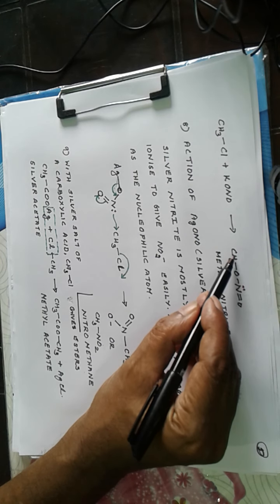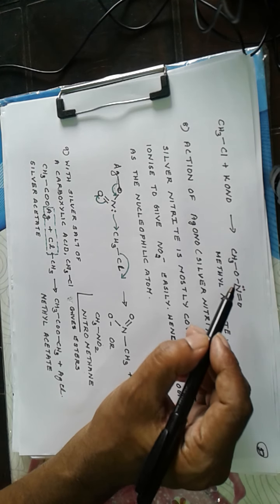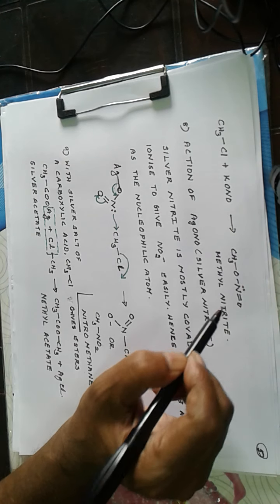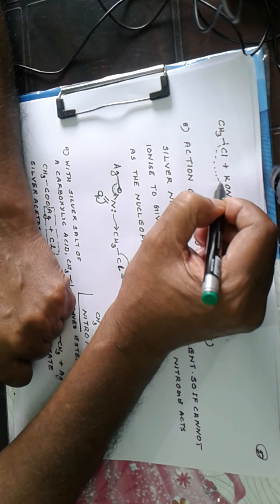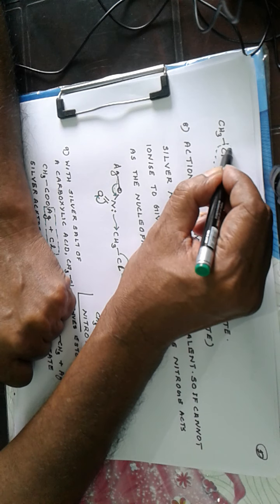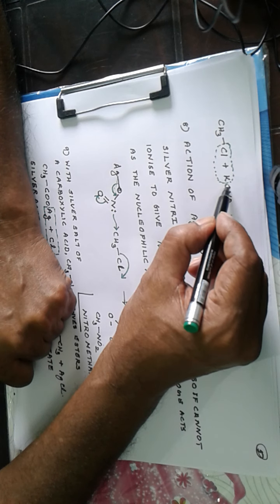Then O negative will be connected to the carbon of the methyl group, and we get CH3ONO, and this is called methyl nitrite. Now the reaction may be represented by CH3Cl plus KONO, potassium nitrite. Here a molecule of KCl is removed. The valency over carbon in the methyl group will combine with the valency over oxygen in potassium nitrite, and we get CH3ONO.